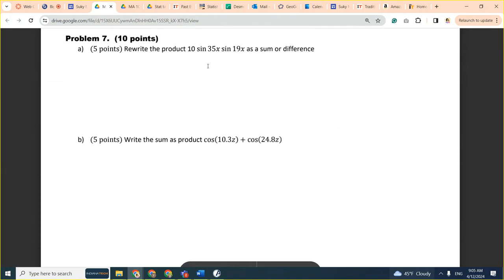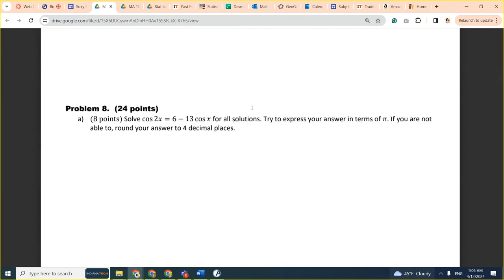And for this one, we write the product as a sum or difference, or rewrite the sum as a product. For these, you just use the formula. But be careful, make sure you put in the correct formula.